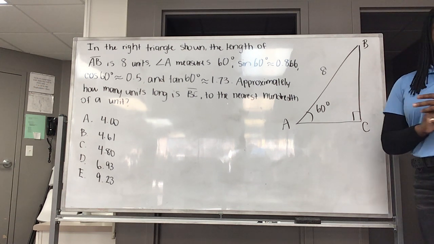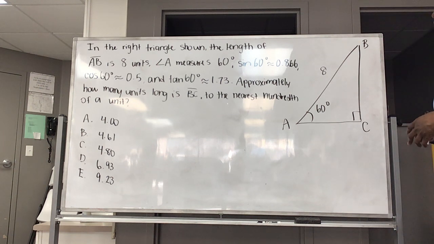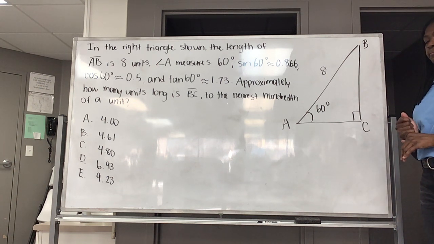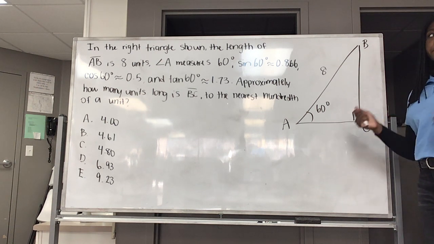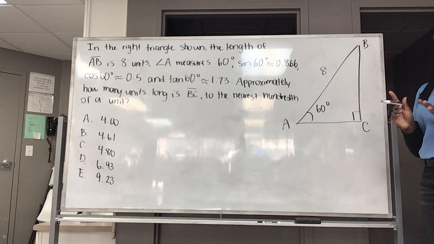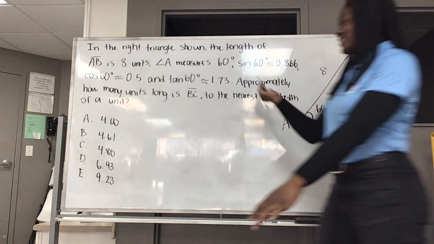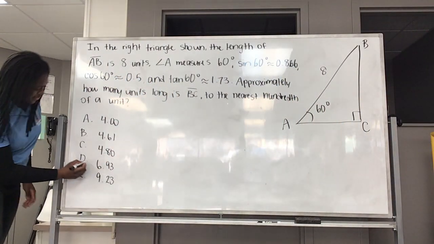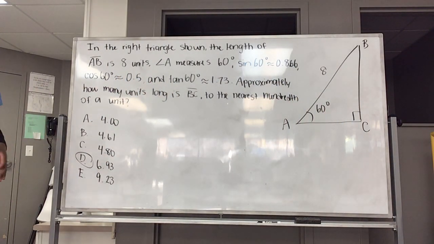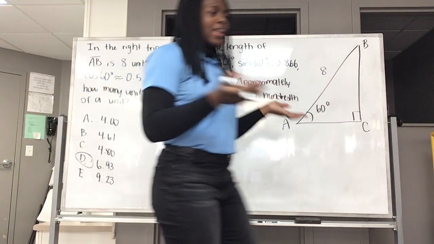Okay, if you solved for an answer, does someone want to yell out which one they think it is? No? Okay, so the answer is actually D, 6.93. And we're going to go over how you would get it.